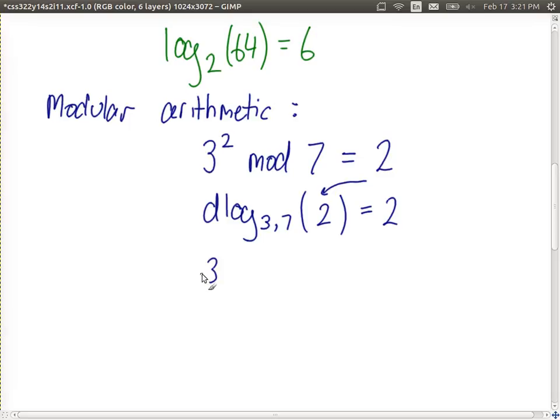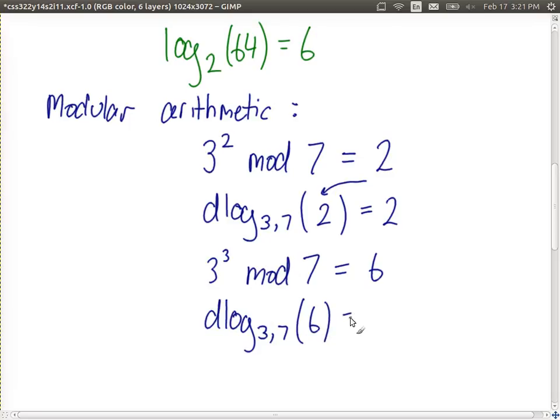Try another one. 3 to the power of 3 mod 7. Answer? 27 mod 7? 6. So the discrete log, the base is 3. The modulus is 7. The discrete log of 6 is the index 3. So we can read the discrete log as: what number do we raise the base 3 to, and then mod by 7, to get an answer of 6? That number is 3.